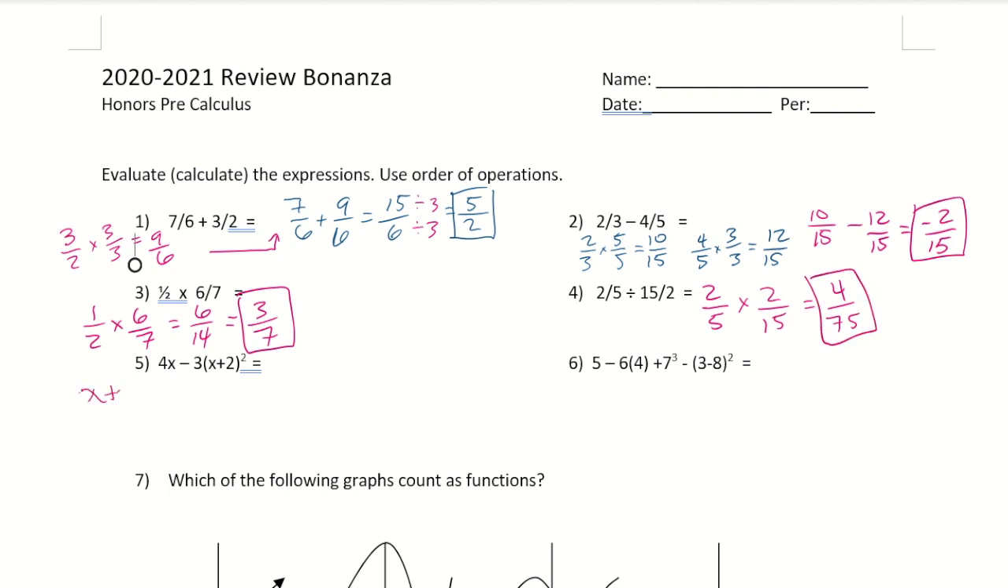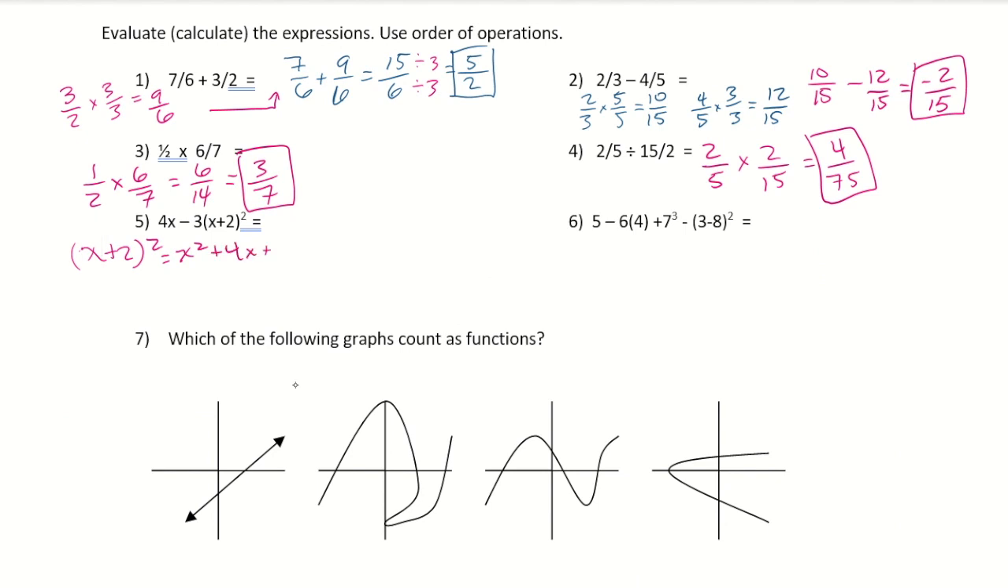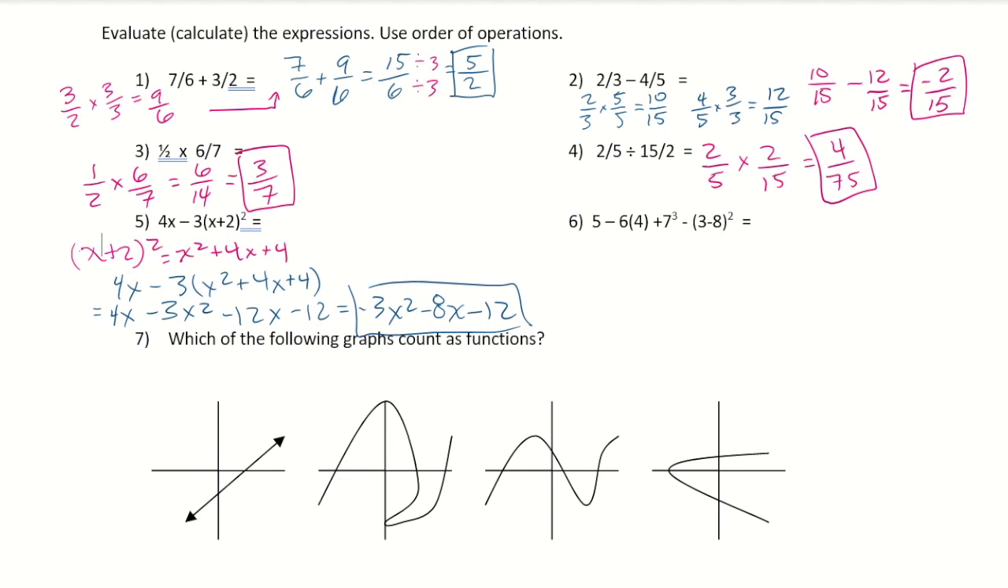So let's see. First, we want to do the x plus 2 squared because it's in parentheses. So that's the first order of operation, and then we can plug in x squared plus 4x plus 4 back into the equation. Since it's -3, we have to make sure we apply that negative to all three terms in that parentheses, so it's -3x squared minus 12x minus 12, and then when we add the 4x to that, we get -3x squared minus 8x minus 12.